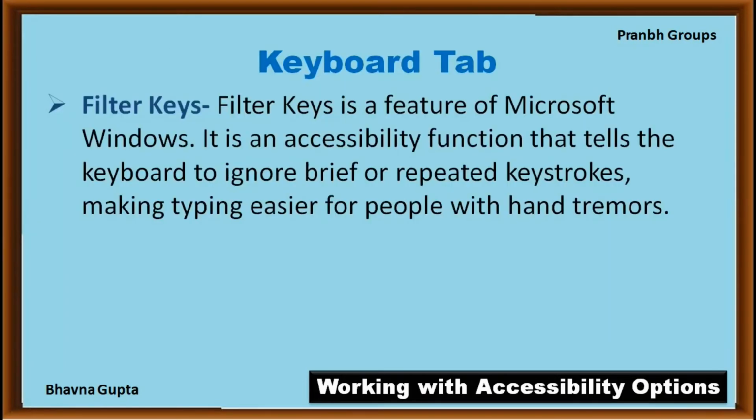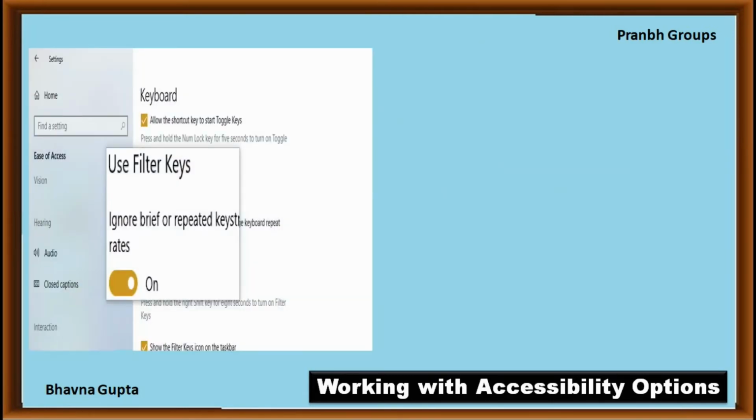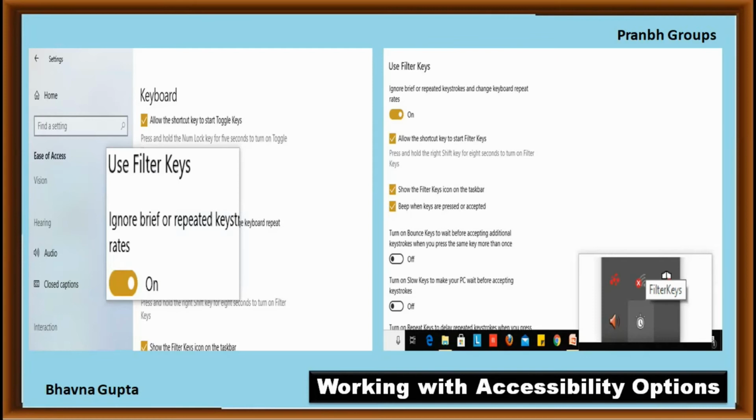The second is filter keys. Filter keys is a feature of Microsoft Windows. It is an accessibility function that tells the keyboard to ignore brief or repetitive keystrokes, making typing easier for people with hand tremors. To enable filter keys, turn on filter keys. The filter keys icon appears in the system tray.